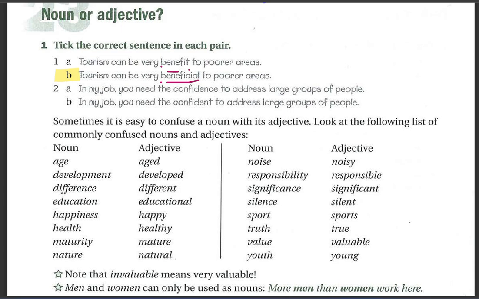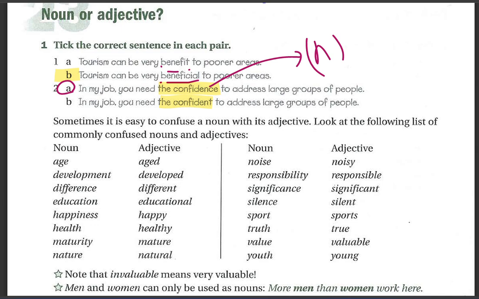Number 2. In my job, you need the confidence to address large groups of people. In part A, you need the confidence, and in part B, you need the confident. Which one is correct? Very good. A. You need the confidence, the noun.